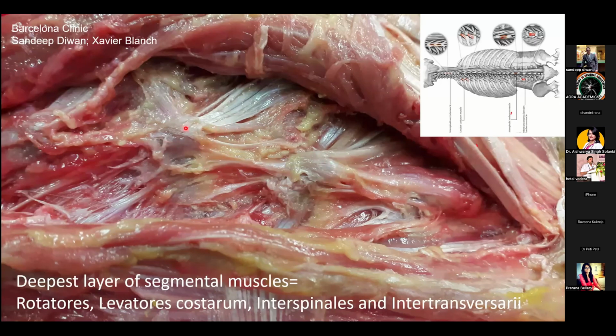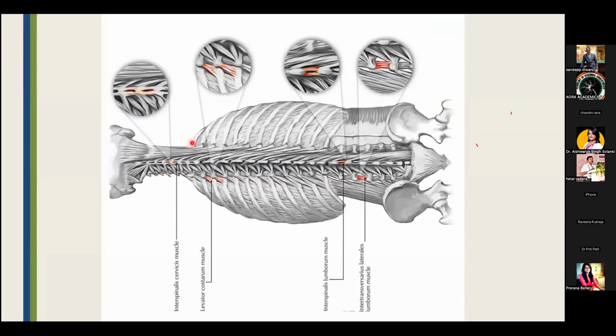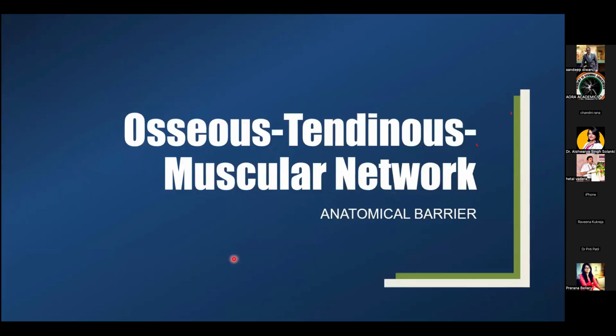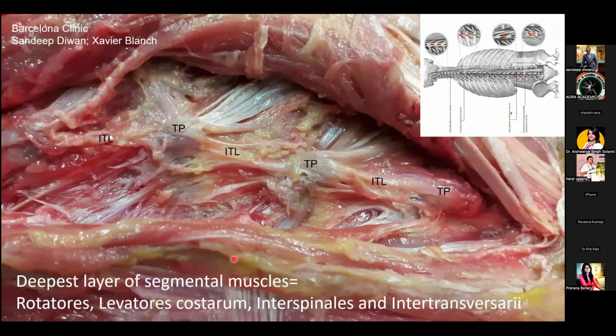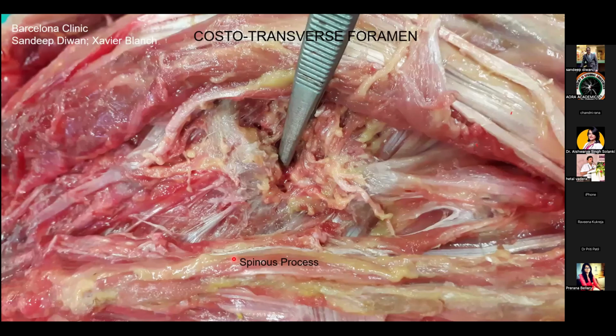And you can see the extent of the tissues here. You can see the tendons, you can see the muscles, you can see the bone. So it's a huge column, an entire column of bone along with the muscles and the tendons and the ligaments. So a lot of things come into play here, and this is what I call an osseous tendinous muscular network, which will form an anatomical barrier once you start injecting local. It's hardly likely that the drug can go beyond this area.